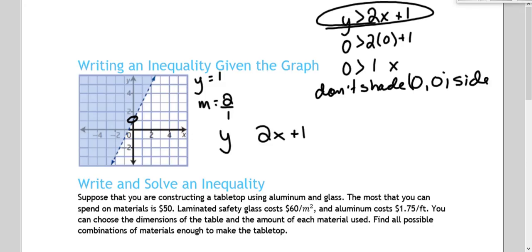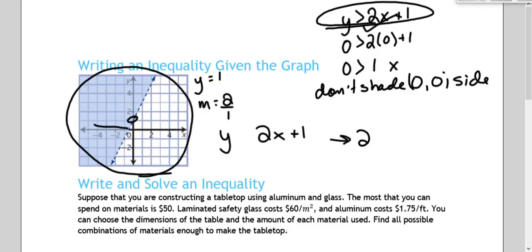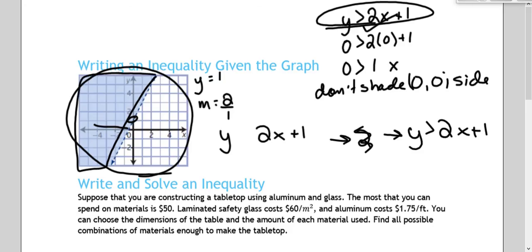Now, did I shade the 0 side in this? No, I shaded this side. So this is true. Whoops, that's a 2. I don't know why I wrote a 2. y must be greater than or equal to 2x plus 1. And that's because the solution region is on this side of the graph.